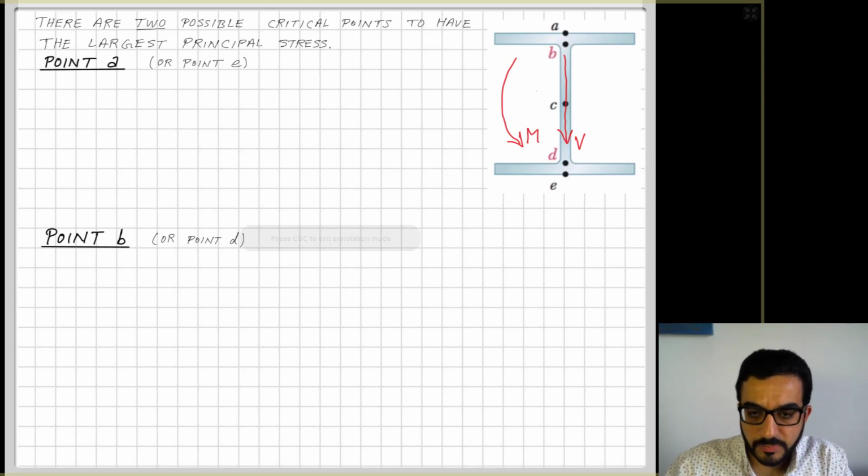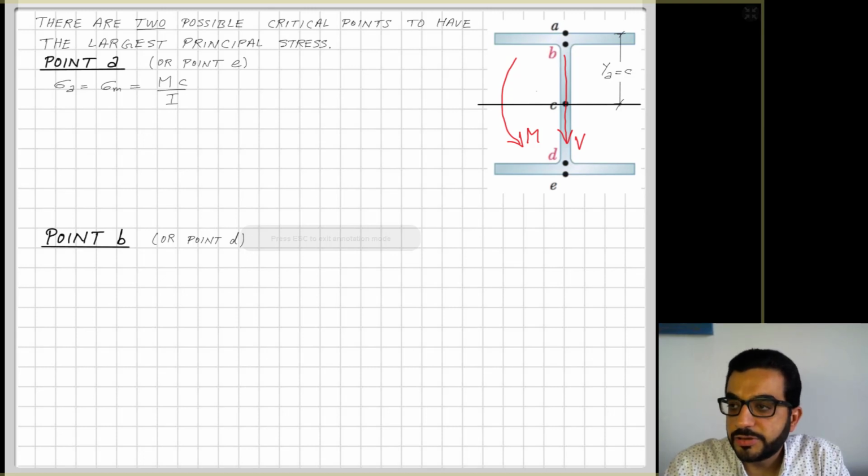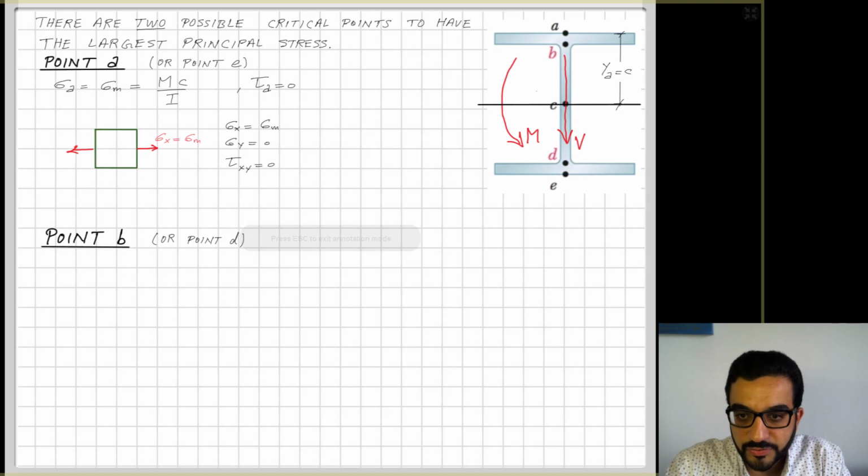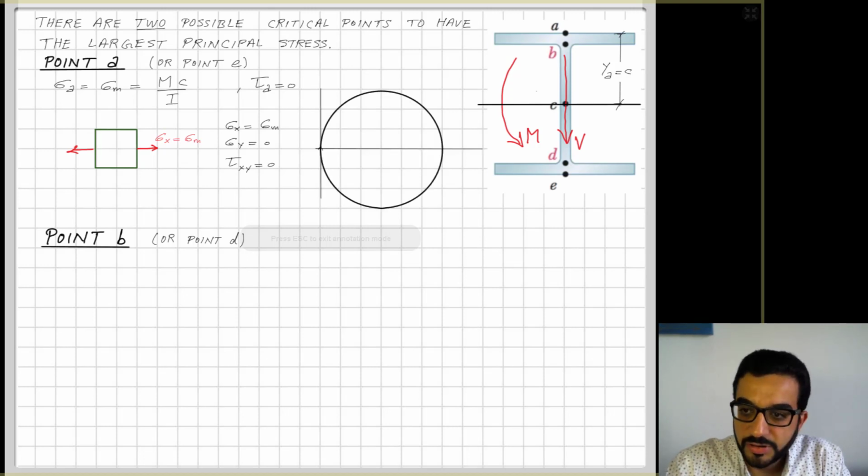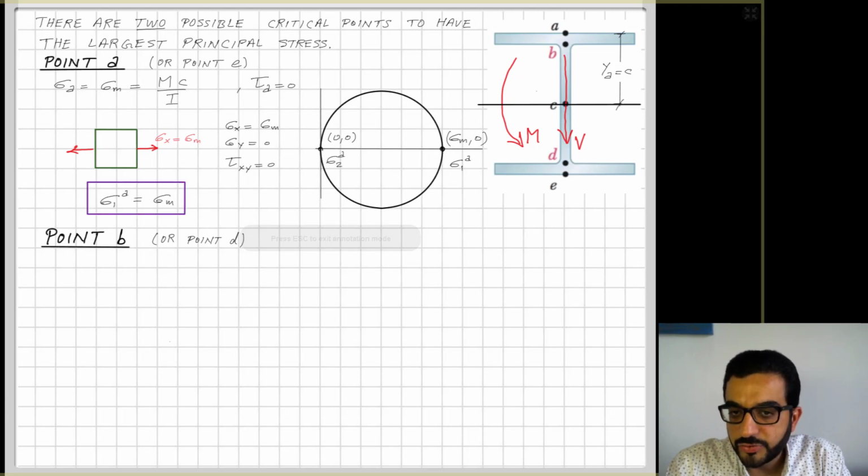So we will start with point A. At point A here, the normal stress is equal to sigma m, which is equal to Mc over I, and tau is equal to 0. If I draw the stress block, sigma x would equal sigma m, and sigma y and tau xy will equal 0. If I draw the Mohr circle, that's similar to what we found in the rectangular section. The principal stress at this point will be basically the same as the maximum normal or flexural stress sigma m.